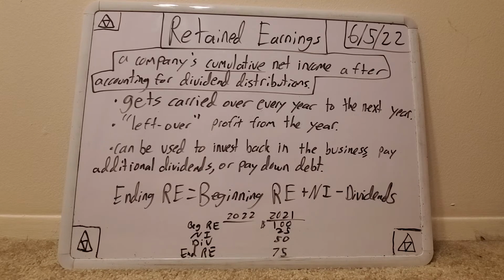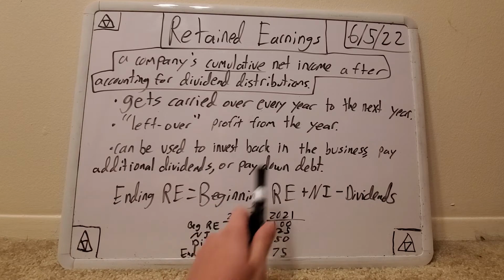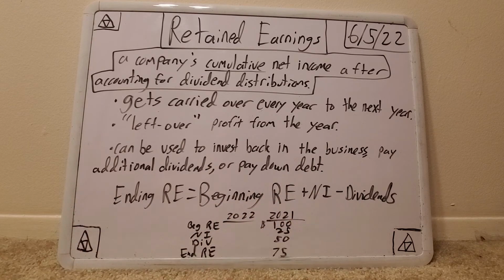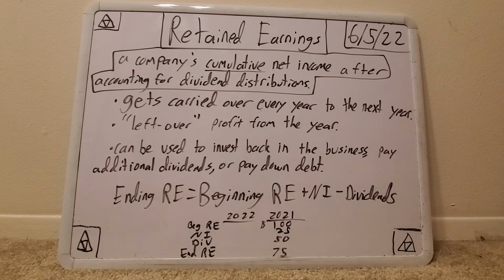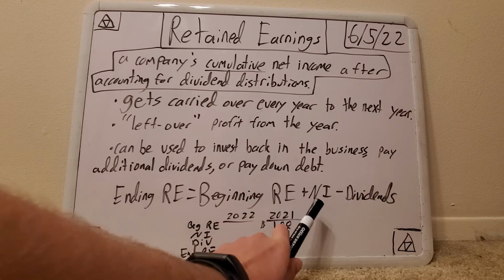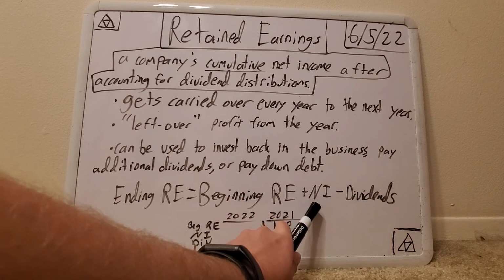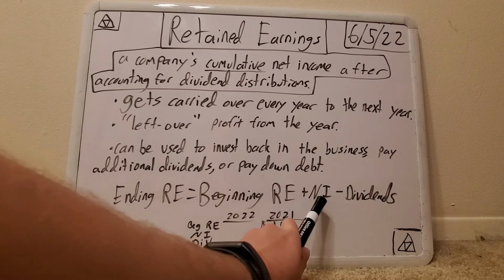And then the equation for ending retained earnings is their beginning retained earnings from the beginning of the year, and then adding on their net income for that period, and then subtracting the dividend distributions for that period. So their net income, if a company does have a net loss, this would be negative, in which case this doesn't always get added.